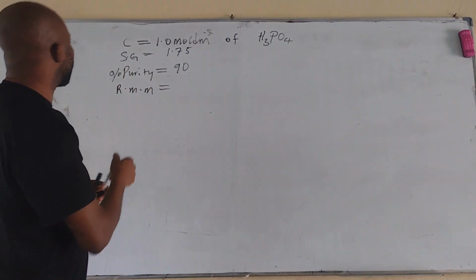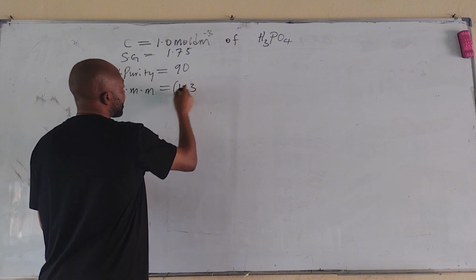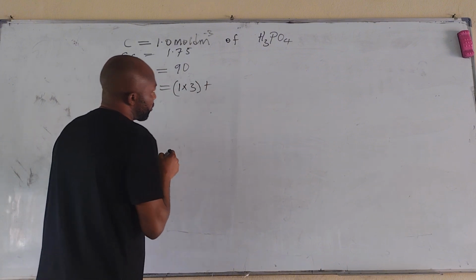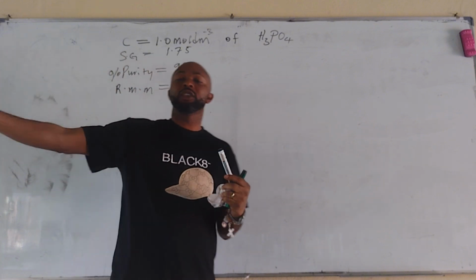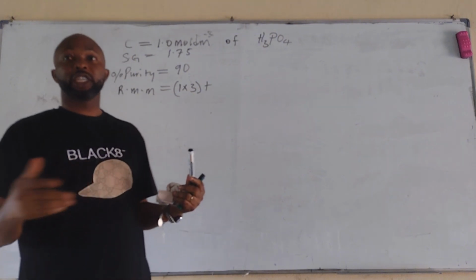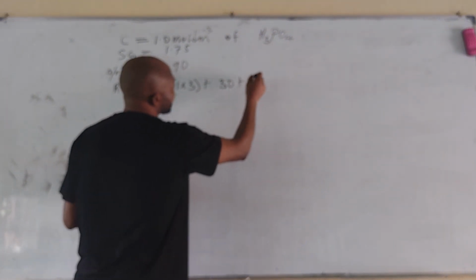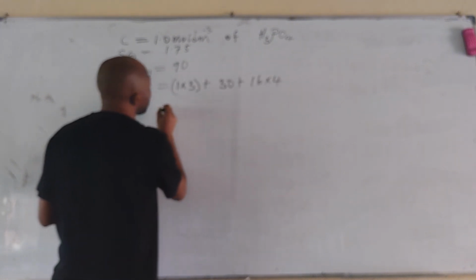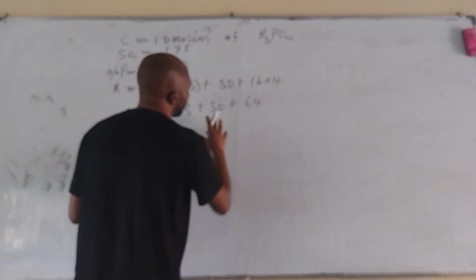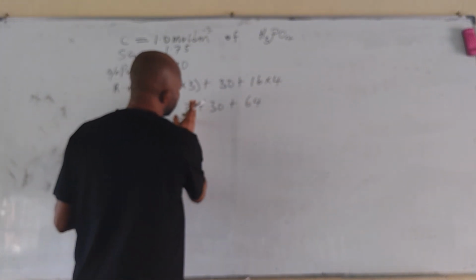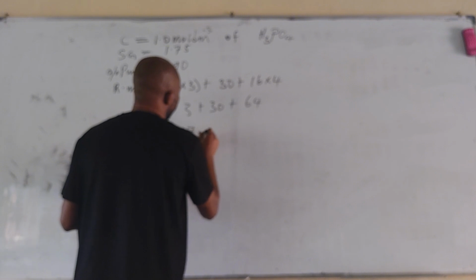Okay, let's calculate the relative molecular mass of that. Hydrogen is 1 times 3, plus phosphorus, which is supposed to be 30 or thereabout. So we have 30 plus oxygen, which is 16 times 4. This will go 3 plus 30 plus 64, which is 97. So this is 97, the relative molecular mass in g/mol.